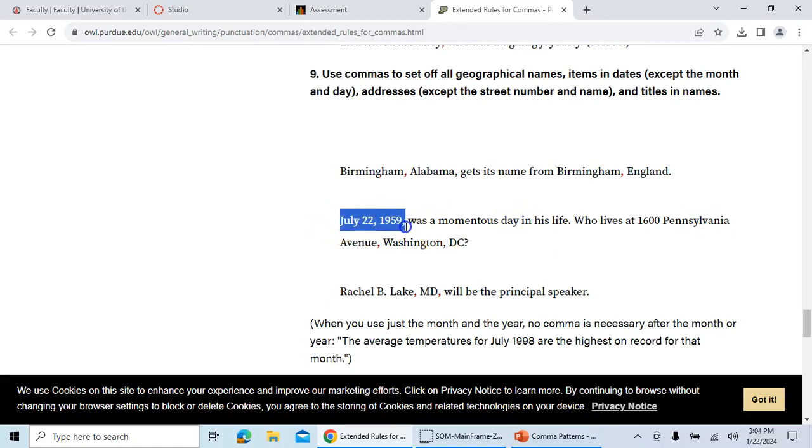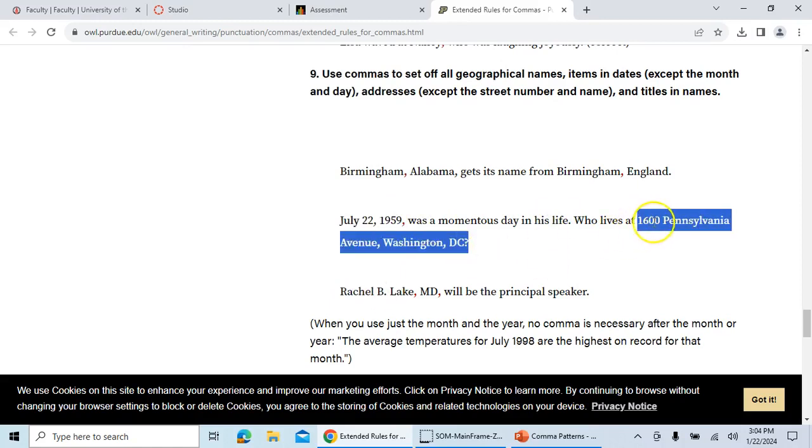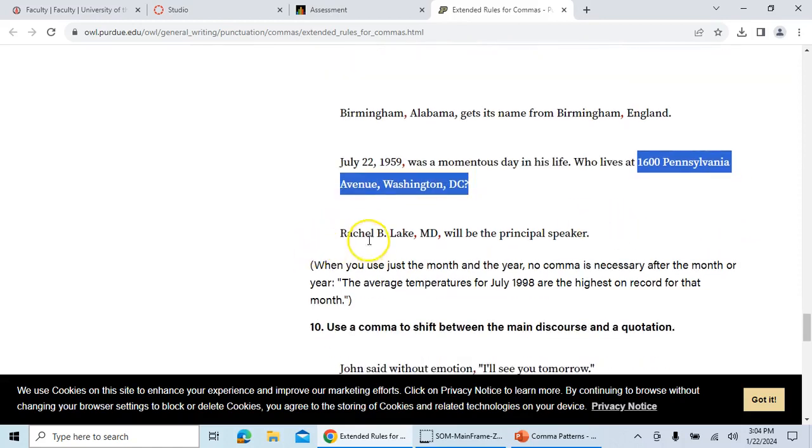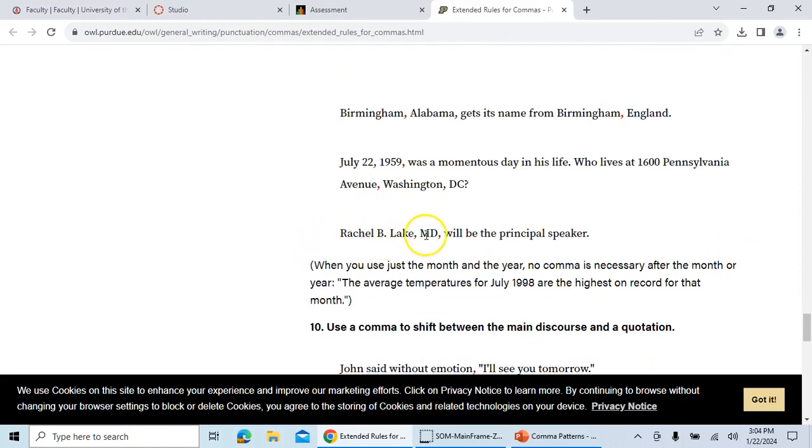We do that to offset the date there and to make sure that it's easy to tell which numbers go with who. 1600 Pennsylvania Avenue, Washington, D.C. You see all the commas there. Pennsylvania Avenue is the street address. Washington is the city, and DC is the district. And then Rachel B. Lake, MD. That's separate. That's showing what their designation is, what job they have.